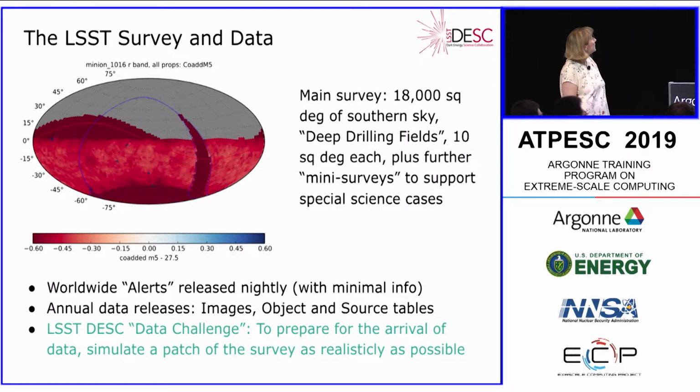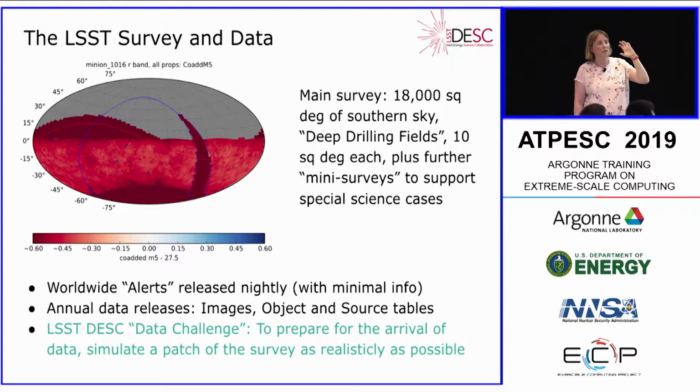So what you see here is, in red, the 18,000 square degrees of the southern sky that will be surveyed by the LSST. And there's something called deep drilling fields, which mostly means that the telescope will stare at that part of the sky for longer and longer. The longer you stare, the more dim objects you actually capture. And there will also be some mini surveys where the community can actually say, we want to use this telescope to do something very specific.